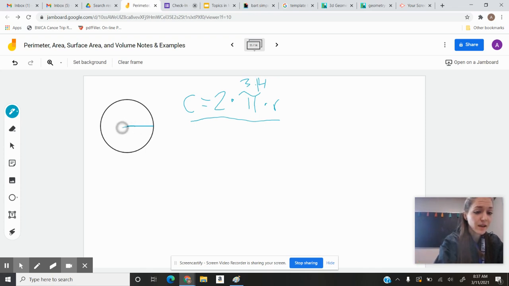Let's say that your math teacher was really, really mean, and they gave you a problem that looked like this, where you have the diameter instead of the radius. You would just take the diameter divided by 2, and that would be your radius, which would go right here in your equation.